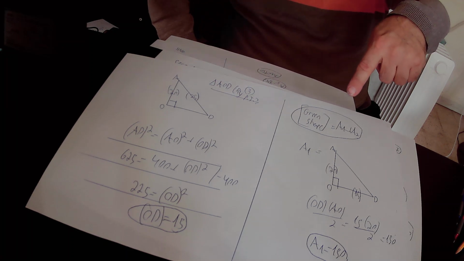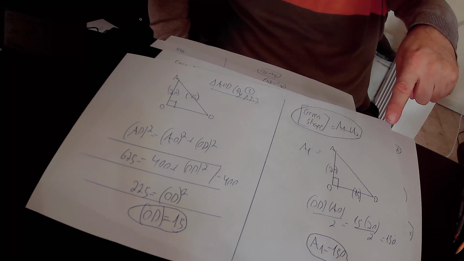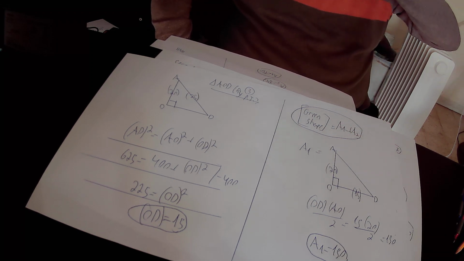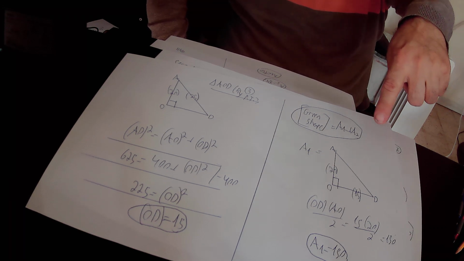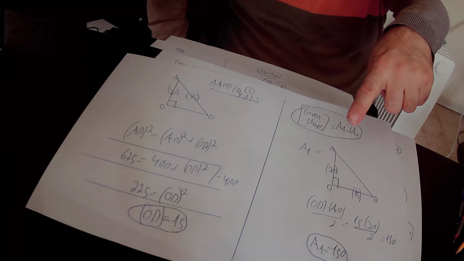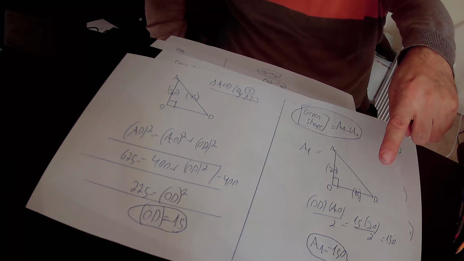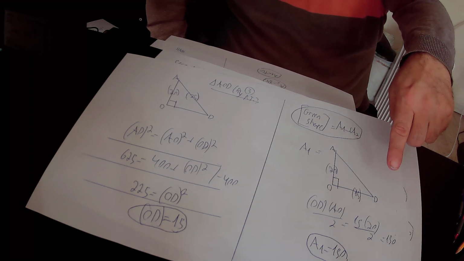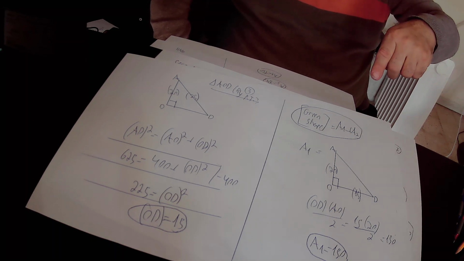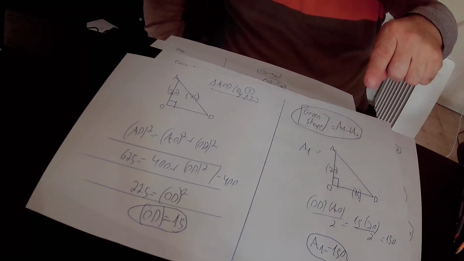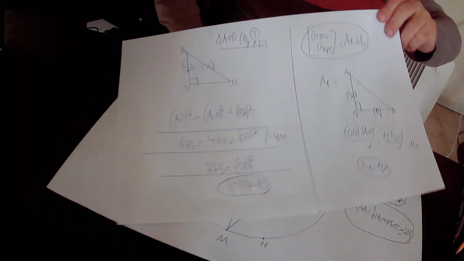A1 is the area of the right triangle AOD. I copied the right triangle AOD here. AO is 20, OD is 15. So the area of this right triangle AOD equals OD times AO over 2. OD is 15, AO is 20, over 2. 15 times 20 is 300, and 300 over 2 is 150. So the area of the right triangle AOD, A1, is 150 square units.